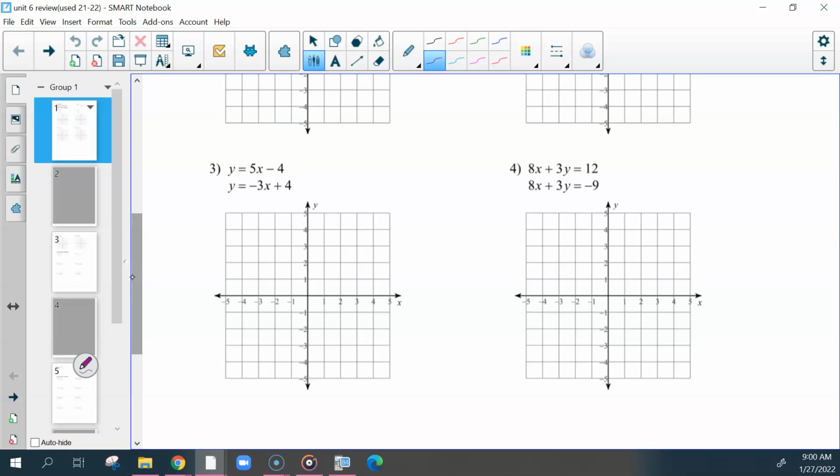So for this, we would need to subtract 8x on both sides for both of these. I'm going to do this simultaneously. So when we do that for the first one, we would have 3y equals negative 8x plus 12. For the second one, we would have 3y equals negative 8x minus 9. Then we would divide everything by 3. Right now, we're not using Desmos, so no one should have their computers open.